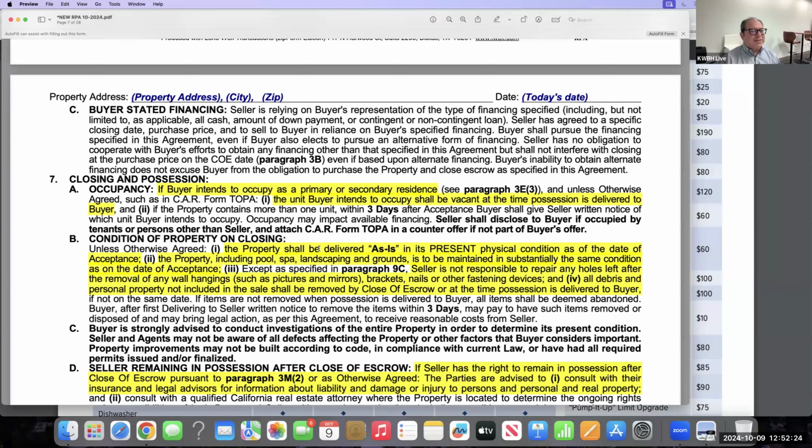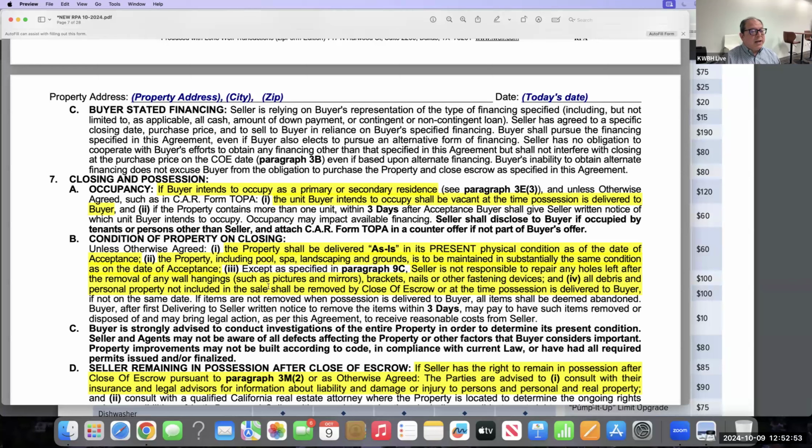Here's paragraph 7B. The property shall be delivered as is, in its present physical condition as of the date of acceptance. The property, including the pool, the spa, the landscaping and grounds, is to be maintained in substantially the same condition as on the date of acceptance. Seller is not responsible to repair any holes left after the removal of any wall hangings, such as pictures and mirrors, brackets, nails, or other fastening devices.